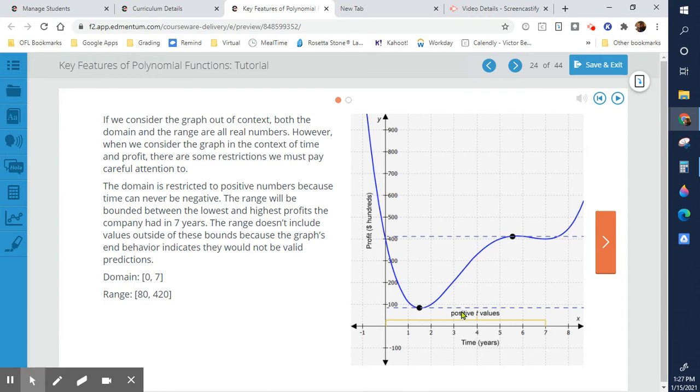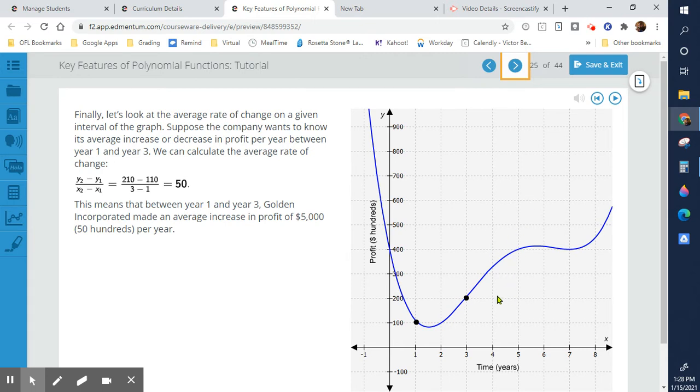And where are we bounded? Well, it says a 7-year span, so we don't care about anything after 7 years. So that's where we're bounded: from here to here. And within that time frame, our y values are bounded from here to there. This is the highest point within the 7 years. This is the lowest point within the 7 years. So that's where we're bounded.